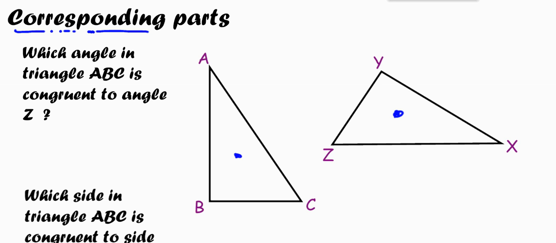As we look at this, we could ask the question, which angle in triangle ABC is congruent to angle Z? So we want to know which angle this angle matches with. If we look carefully at our triangle ABC, we would understand that this side here matches this side here, just like this angled side matches this angled side. And in the end, because of that relationship, we would understand that angle C would correctly answer that question.